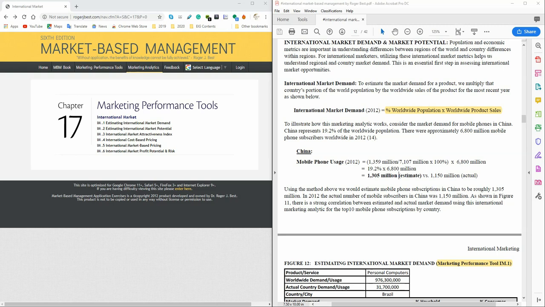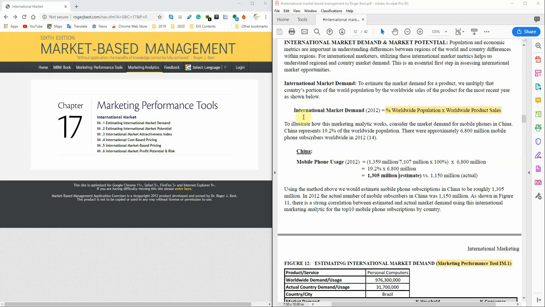On the screen we have two parts. On your left side you can see market performance tools. You have the link here, rojobest.com, so you can access it. On your right side, you have the chapter text of International Market-Based Management. This is page 10, and you can see international market demand and market potential. We will cover international market demand today.